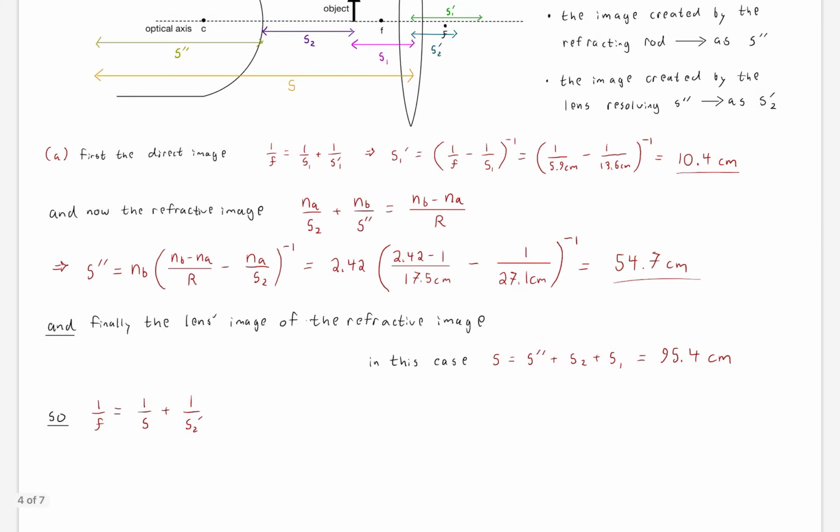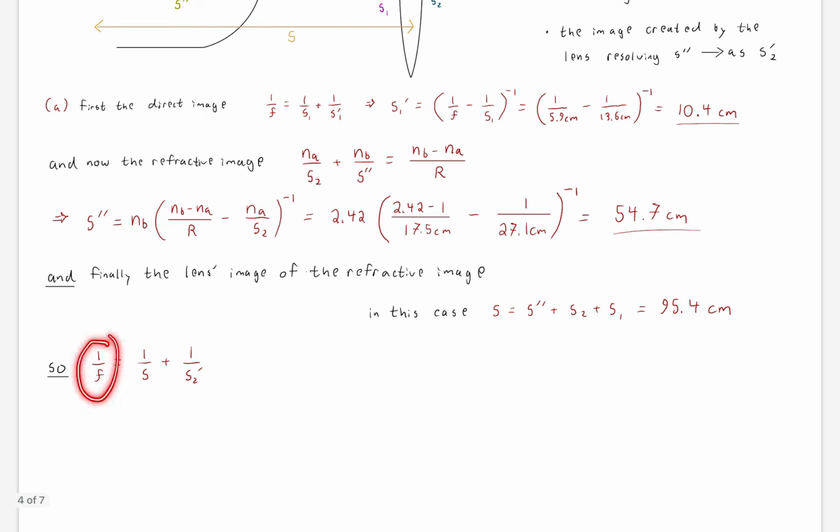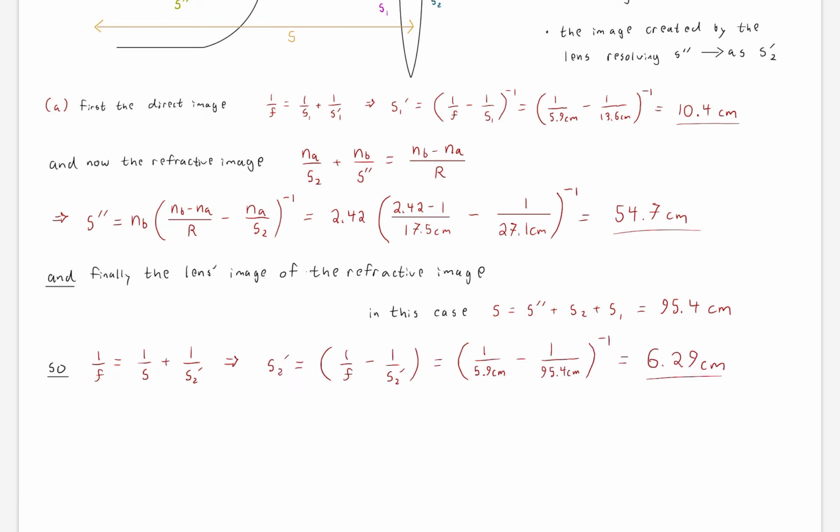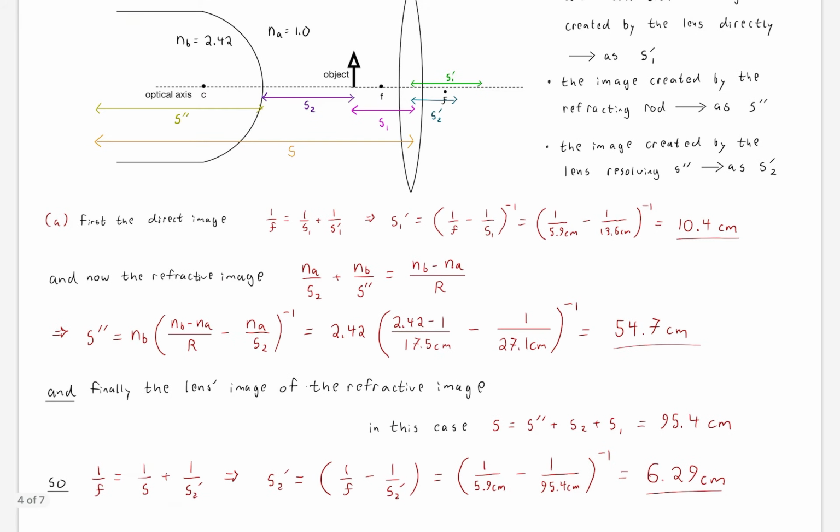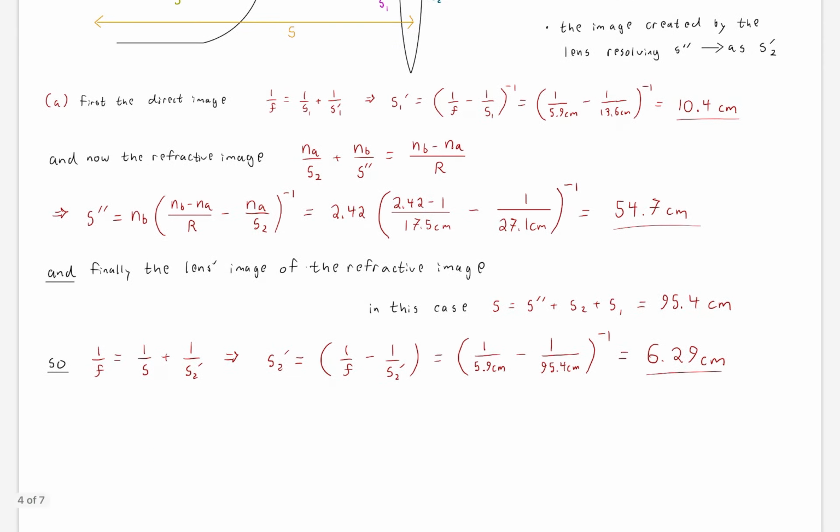And so now I can use that information, including the focal length of the converging lens, to solve for S2 prime. All right, and there we get 6.29 centimeters. That makes sense because this is our object in this case. As this object gets further and further away from the converging lens, where does the image start to get closer and closer to? The focal point of the converging lens. And indeed, this is pretty close to the focal length of 5.9 centimeters.